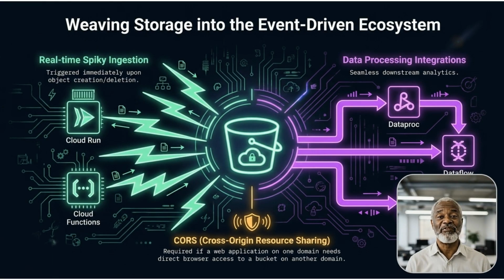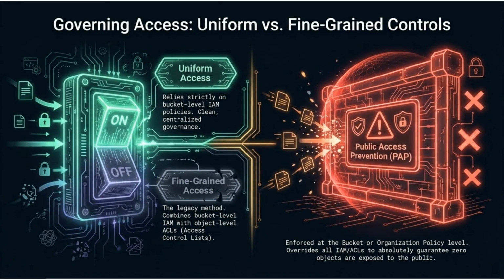GCS is integrated into the event-driven ecosystem. Real-time spiky ingestion is handled by Cloud Run and Cloud Functions. Data processing integrations include Dataproc, Dataflow, and BigQuery for seamless downstream analytics. Access control can be uniform, relying strictly on bucket-level IAM, or fine-grained, combining bucket-level IAM with object-level ACLs. Public access prevention, PAP, strictly enforces 0 objects are exposed to the public.